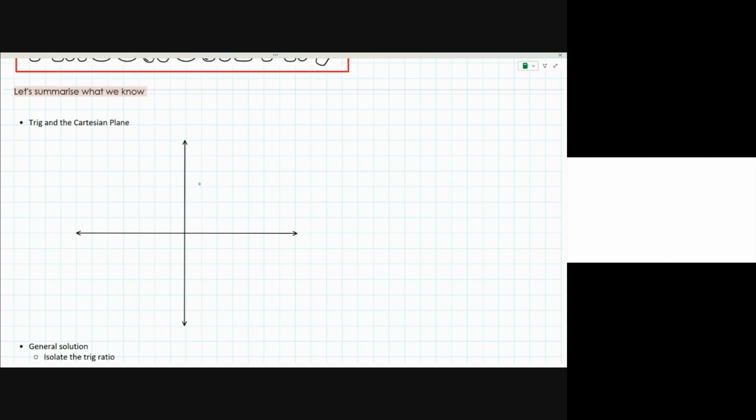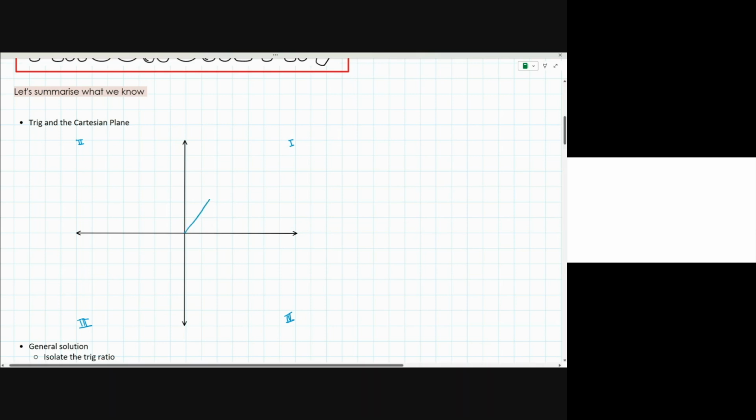Okay, so we have 4 quadrants on our Cartesian plane. We number them from top right anti-clockwise. So that's quadrant 1, 2, 3, and 4. So when I talk about quadrant 3, we know where we are, for example. And in each case, something different is happening to each of my trig ratios in each quadrant.